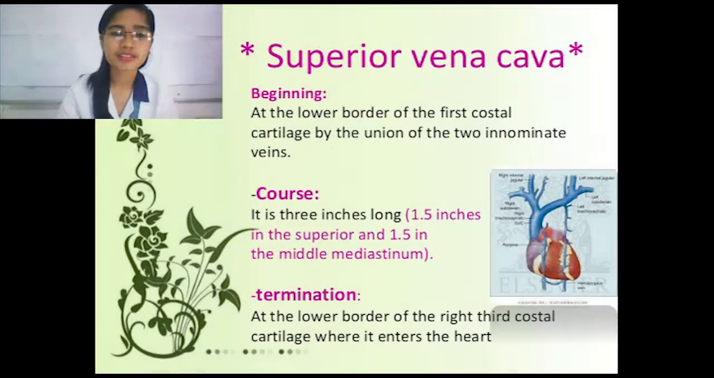back to the heart. Superior vena cava, a large vein that carries the oxygenated blood into the heart. And inferior vena cava, a large vein that receives blood from the lower extremities and delivers it to the right atrium of the heart. The following are the organs that are involved in the circulatory system.